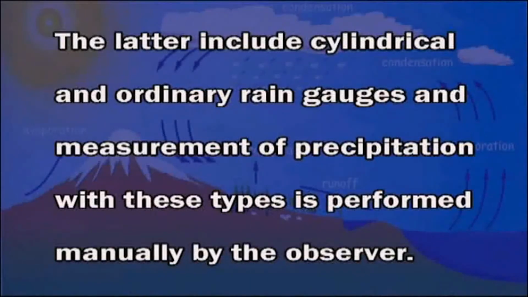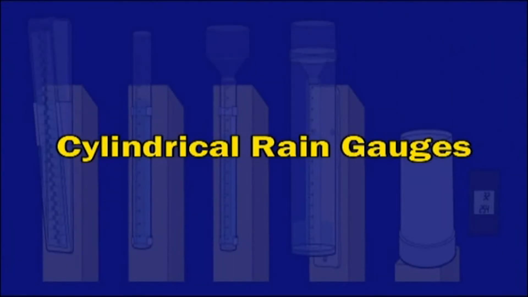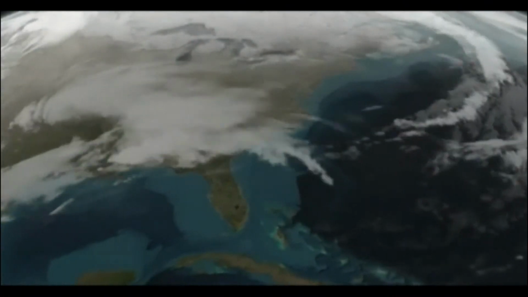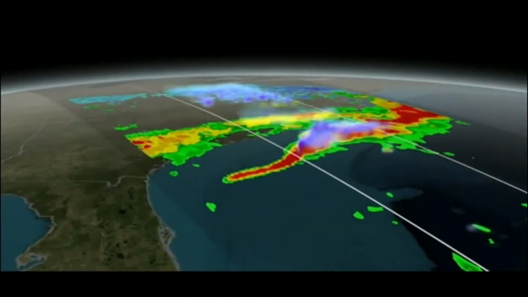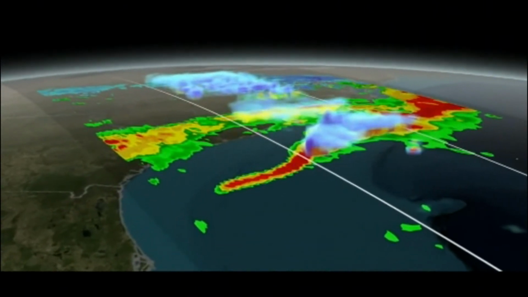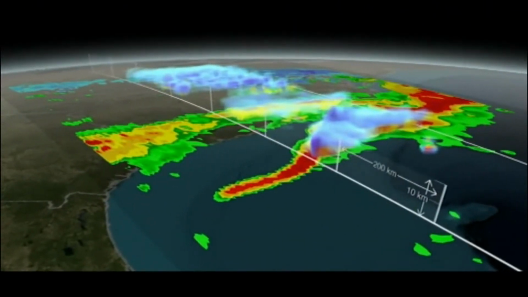Rain gauges are classified into recording and non-recording types. The latter include cylindrical and ordinary rain gauges, and measurement of precipitation with these types is performed manually by the observer. There are different types of rain gauges to measure the precipitation. Some important ones are as follows. Cylindrical rain gauges. As this type of rain gauge can also be used to measure snow, it is alternatively known as a cylindrical rain or snow gauge.